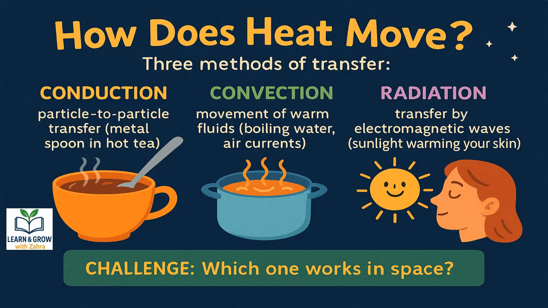So it rises, and the cooler, denser fluid sinks down to take its place, gets heated, and then it rises too. So you get this circulation, a current. Exactly. A convection current. It carries the heat throughout the fluid. Boiling water is a classic example. You see it churning. Or warm air rising near a heater.